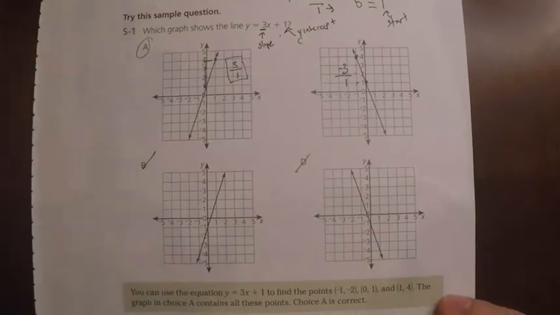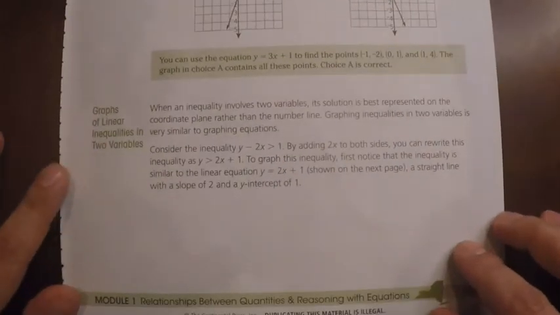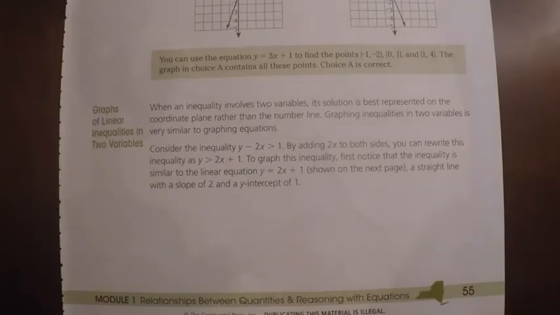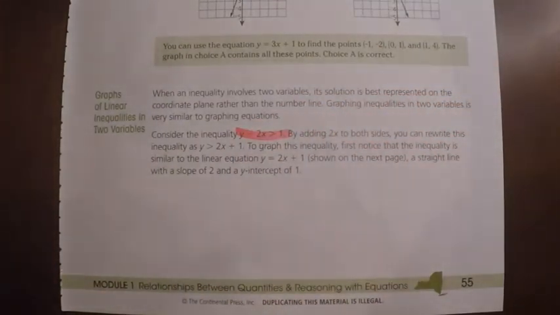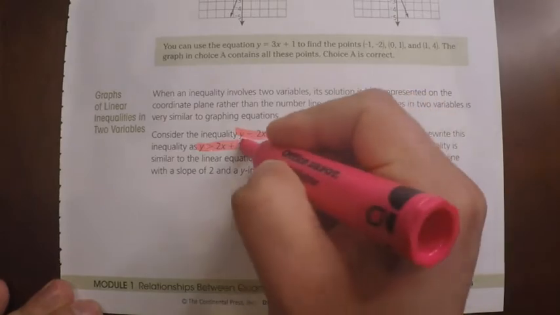All right, so let's take a look at the next part here. So now we're going to get into inequalities. Inequalities is a little bit different, but some of the things are exactly the same. When an inequality involves 2 variables, its solution is best represented on the coordinate plane rather than on a number line. Graphing inequalities in 2 variables is very similar to graphing equations. So consider the inequality y minus 2x is greater than 1. And then by adding 2x to both sides, you can write this inequality as y is greater than 2x plus 1.